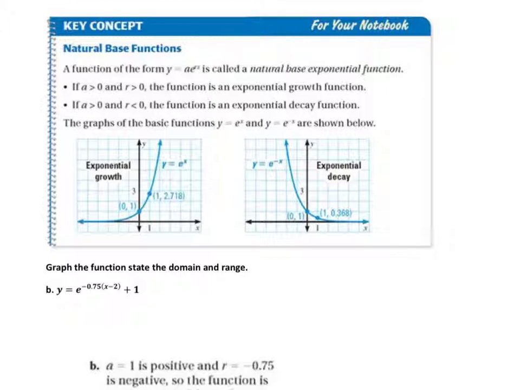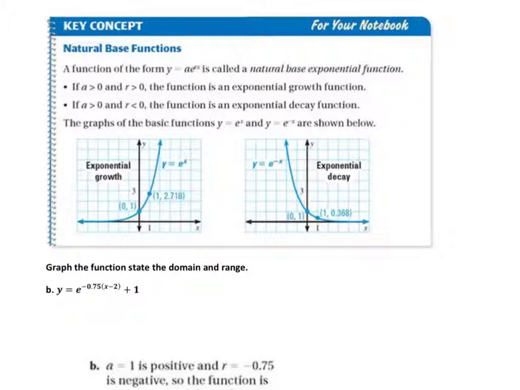A function of the form y equals a e to the rx is called a natural base exponential function. So natural base exponential, those are words you need to know. If a is greater than 0 and r is greater than 0, so both a and r have to be greater than 0.